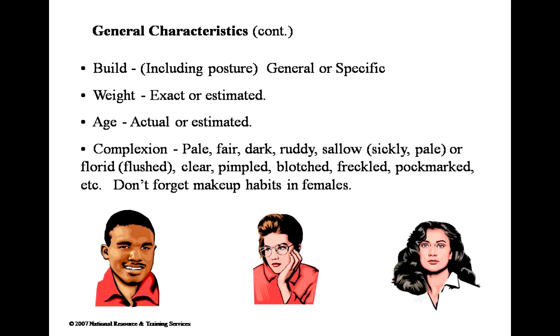Weight. Use exact or estimated. If you know how much they weigh from an ID card or a DL, then give that number. If estimated, estimated in 5 to 10 pound blocks. In other words, a person between the weight of 250 and 270. Age, actual or estimated. When you're estimating someone's age, use a 5-year block. 40 to 45 years of age, 50 to 55. Complexion. Is it pale, fair, dark, ruddy, sickly pale, or flushed, clear, pimpled, freckled? Don't forget makeup habits in females.